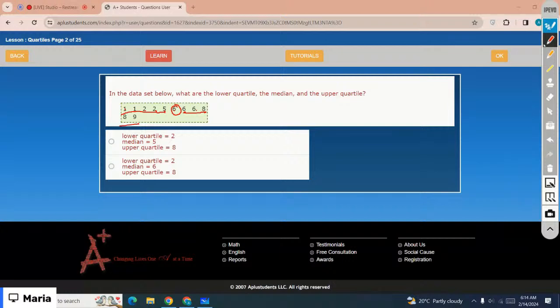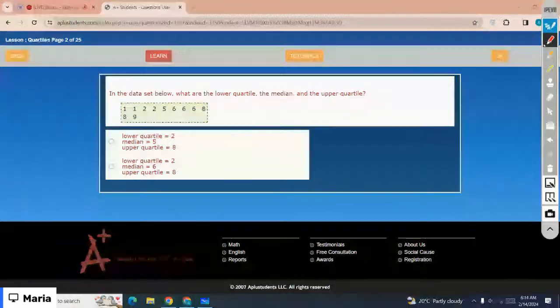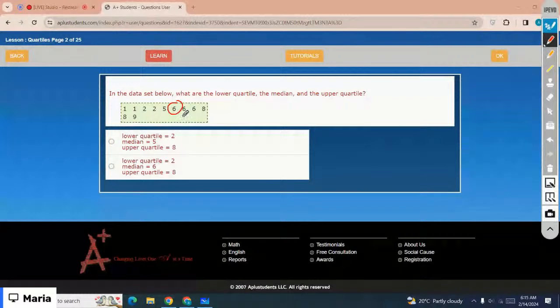In this example, you need to find the lower quartile, the upper quartile, and the median, right? Median is the number that divides the data into two exactly equal groups. You can see you have five numbers on the left of 6 and five numbers on the right of 6. You can count. 6 is the median. The numbers before the median are less than the median, and the numbers after the median are equal to or greater than the median, right? This is the lower half and this is the upper half. Lower half is 1, 1, 2, 2, 5 and upper half is 6, 6, 8, 8, 9.